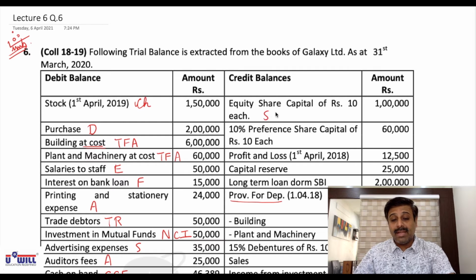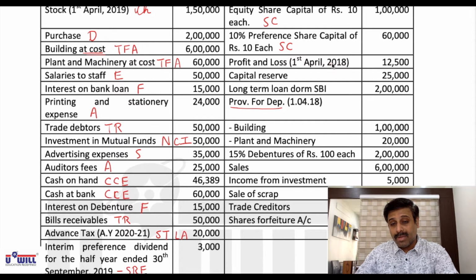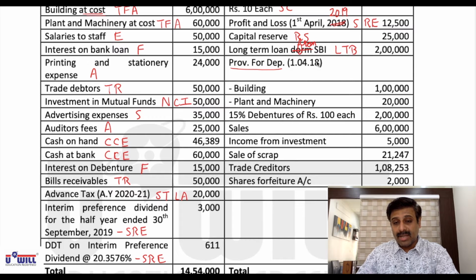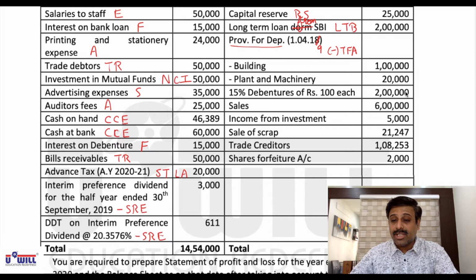Now equity share capital will come in share capital. Preference share capital will come in share capital. Profit and loss account, make it 1st April 2019, that will come in statement of retained earnings. Capital reserve will come in reserves and surplus. Long-term loan from SBI, that is long-term borrowings. Provision for depreciation, make it 2019, you'll minus from tangible fixed assets, means you'll minus from building and minus from plant and machinery. 15% debentures of 100 each, that is also long-term borrowings.